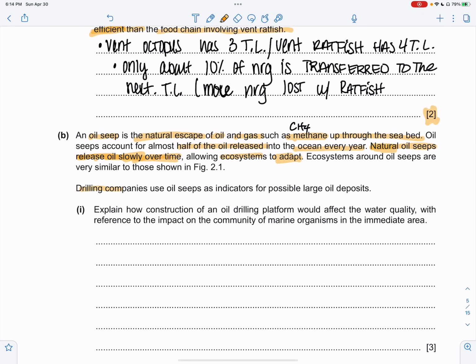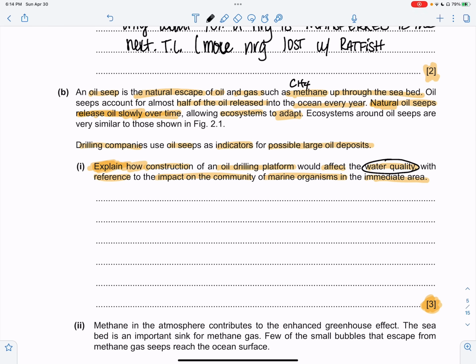Drilling companies use oil seeps as indicators for possible large oil deposits. Explain, so why and how, give reasons. Construction of an oil drilling platform would affect the water quality. So we're going to talk about water quality with reference to the impact on the community of marine organisms in that immediate area. So we're going to answer about here's what's going to happen to the water quality, and then we need to say what's going to happen to the marine organisms in the area surrounding it.